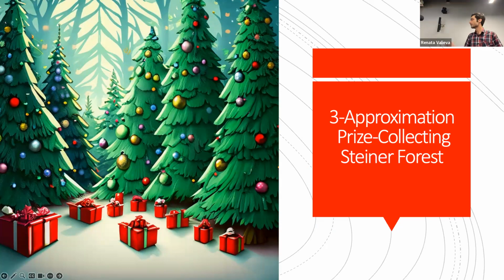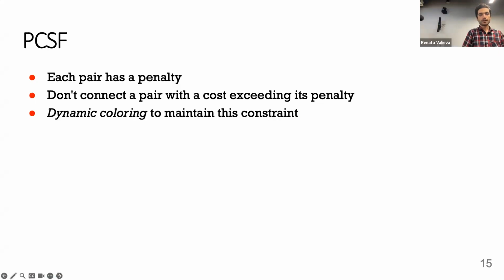So I want to use this coloring schema that we had and achieve a 2-approximation algorithm for price-collecting Steiner forest. So in the price-collecting version of Steiner forest, we have a penalty for each pair, and we can pay the penalty and not connect the endpoints of that pair. Okay, so it means that if we are spending more than the penalty of a pair to connect it, it doesn't make sense. We can just pay the penalty and not connect it.